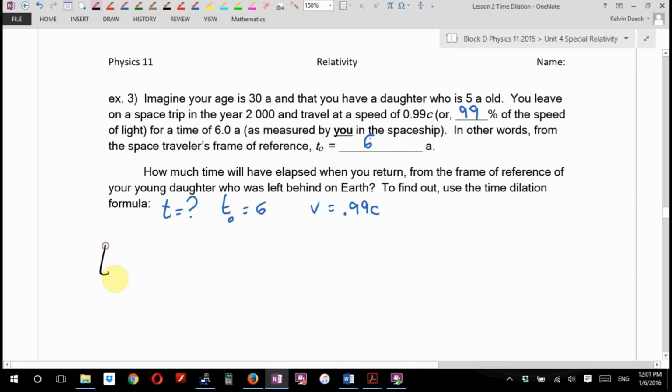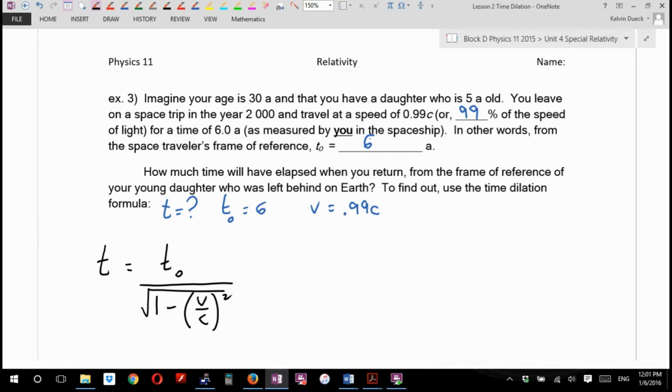So the time dilation equation says this: time on Earth is equal to time on the spaceship divided by the square root of 1 minus, and I'm going to write it the new way I showed you, V over C all squared. Why did I write it that way? You'll see in just a second.